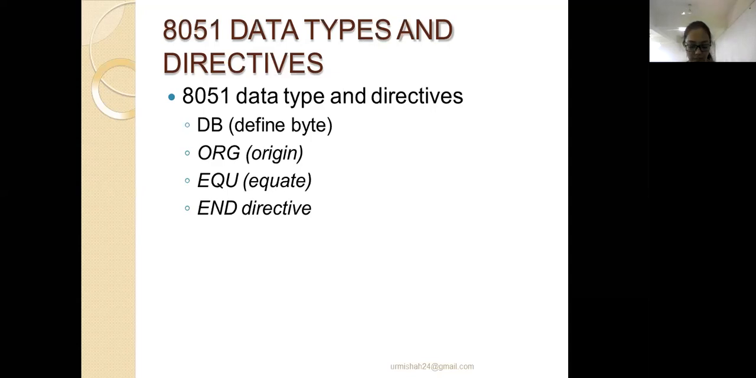So DB, that is define byte, is used whenever you want to assign a particular byte of data to any variable name. Once you have defined it initially in the program, then inside the program you just have to mention the variable name. It will by default take the value of that variable which you defined in the initial stage of the program at the time of compilation.